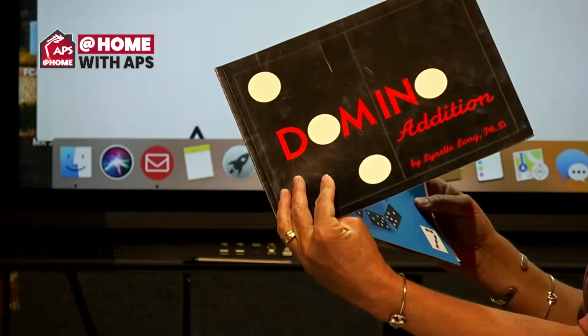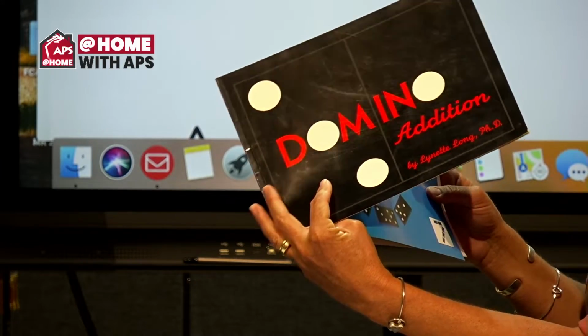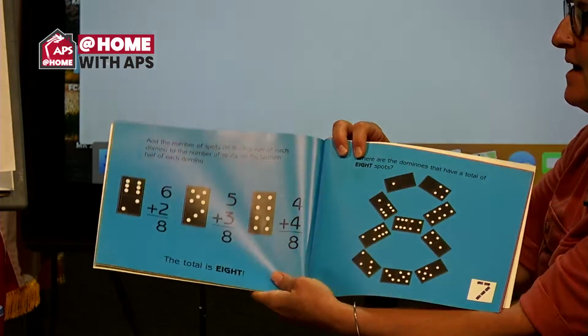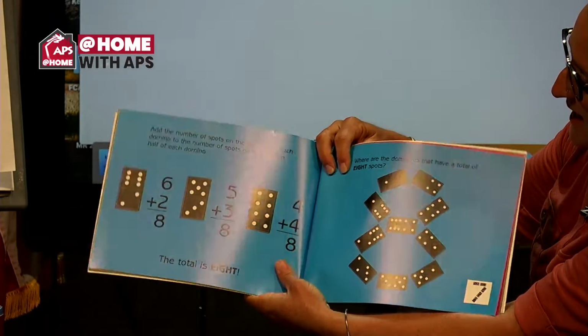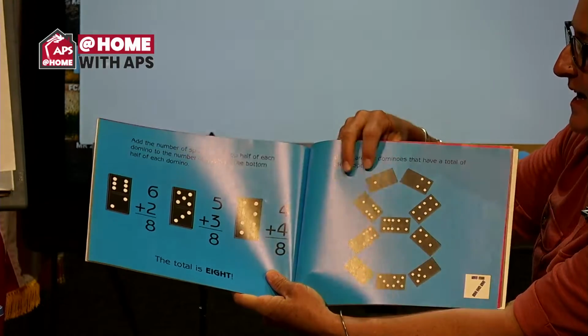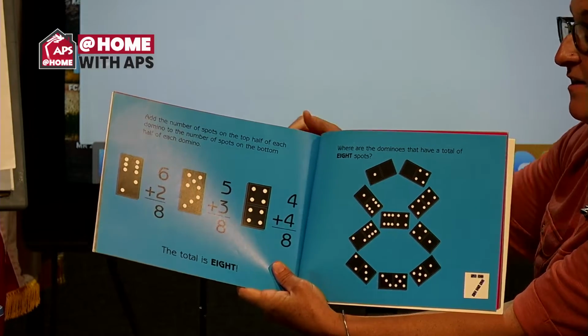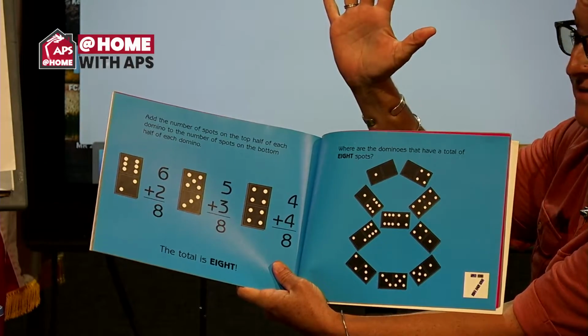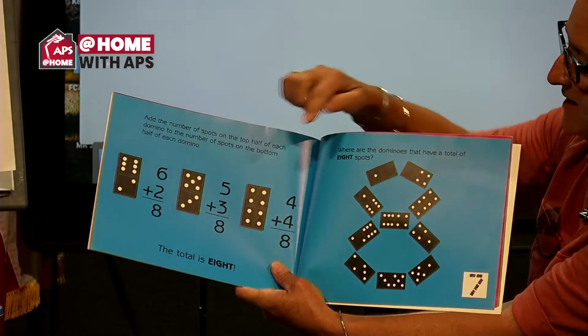What number do you think we'll make next? That's right, 8. We're going up by 1. So these all equal 8. I see one I know right away. I see 2 I know right away. A 5 plus 5 and 3 more makes 8.